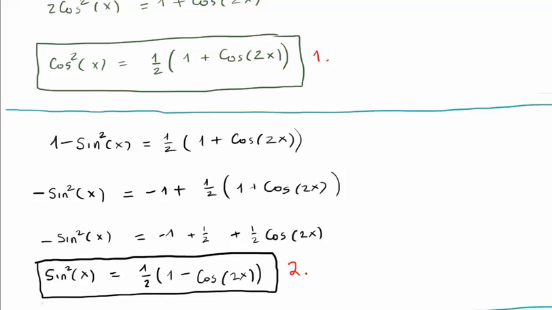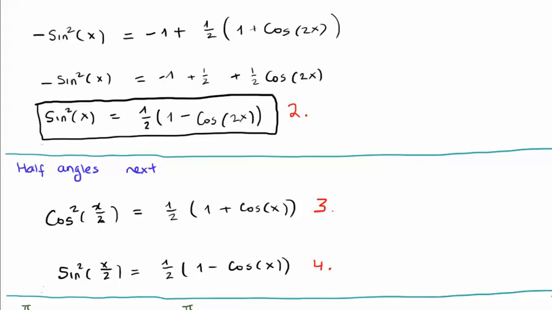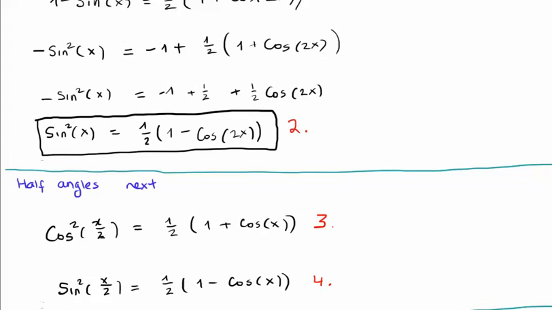If you want, you can transform this to the half angles by substituting x over 2 instead of x, and you get the half angle formulas, which I'm going to call 3 and 4. Now we have all the machinery we require in order to integrate cos squared and sine squared x.